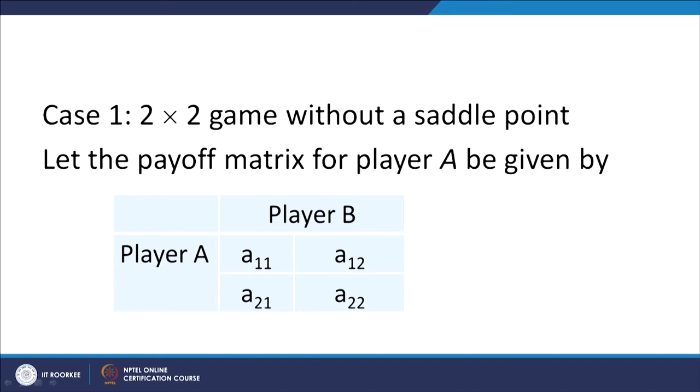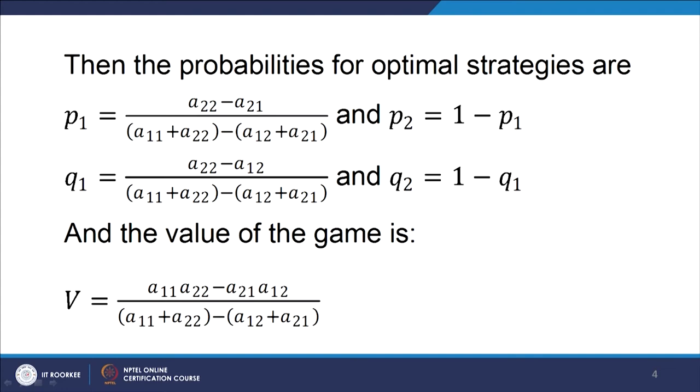a 2x2 game. Now, since these are mixed strategy games, these games do not have a saddle point. Now, first, let us look at the payoff matrix. So, there are two players, player A and player B, and these are the strategies of both the players, A11, A12, A21, A22. Then the probabilities for the optimum strategies can be obtained using these formulas.